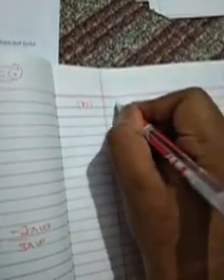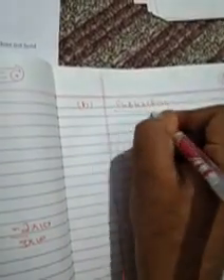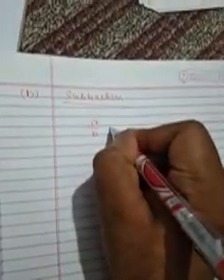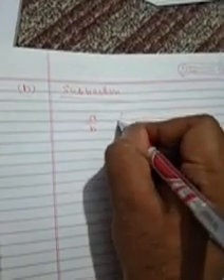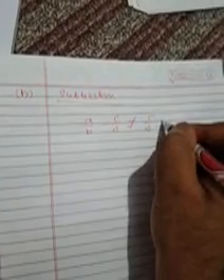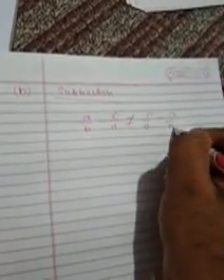Now move to B, for subtraction. Commutative property for subtraction of rational numbers does not hold true. It means a upon b minus c upon d is not equal to c upon d minus a upon b.